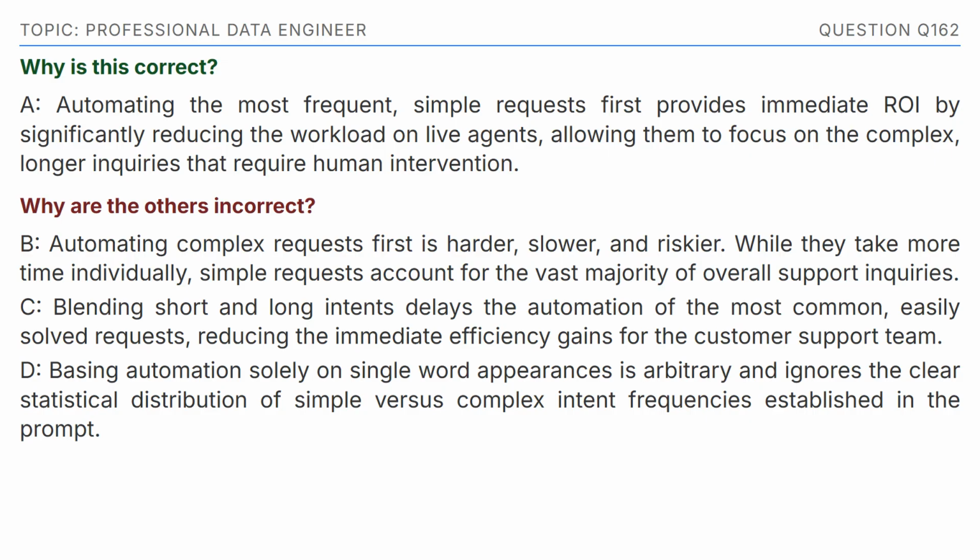Why are the others incorrect? B. Automating complex requests first is harder, slower, and riskier. While they take more time individually, simple requests account for the vast majority of overall support inquiries. C. Blending short and long intents delays the automation of the most common, easily solved requests, reducing the immediate efficiency gains for the customer support team. D. Basing automation solely on single-word appearances is arbitrary and ignores the clear statistical distribution of simple versus complex intent frequencies established in the prompt.